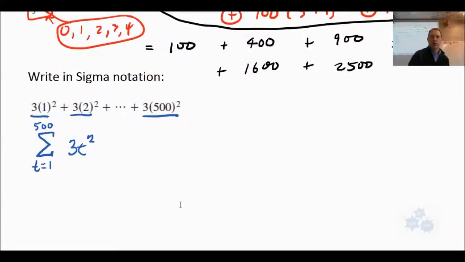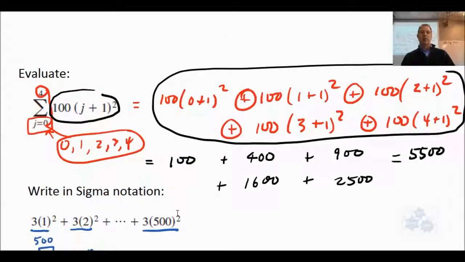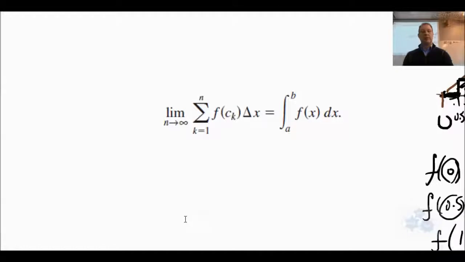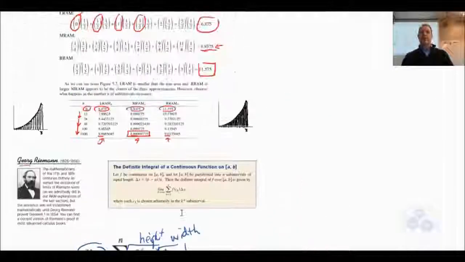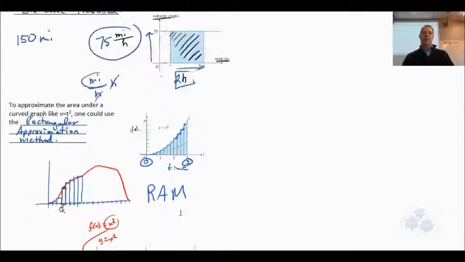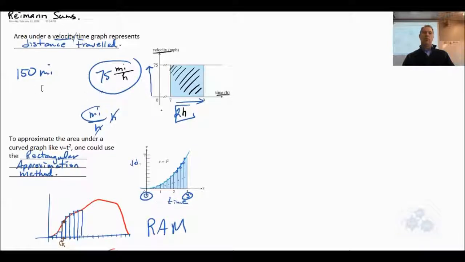Okay, so I think that's the end of my lesson. Again, I just wanted to connect the Riemann sums with the integrals for you, and that's an intro to Riemann sums. Any questions?